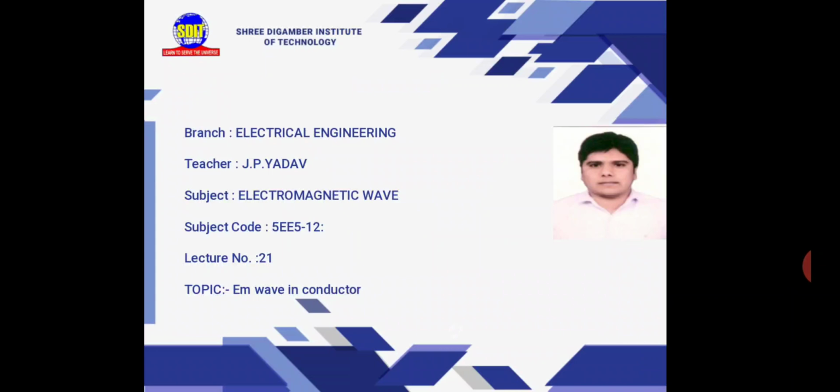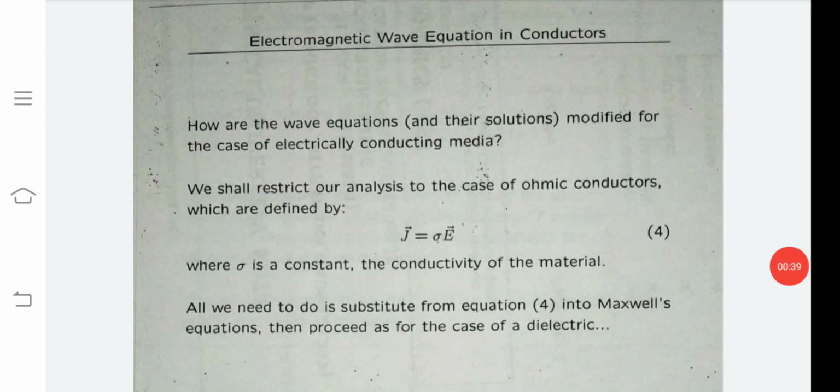Today's topic is electromagnetic waves in conductors. In previous sections, we discussed Maxwell equations, Poynting vectors, and characteristics of the EM waves. Now, in this topic, we will discuss the electromagnetic wave equation in conductors.